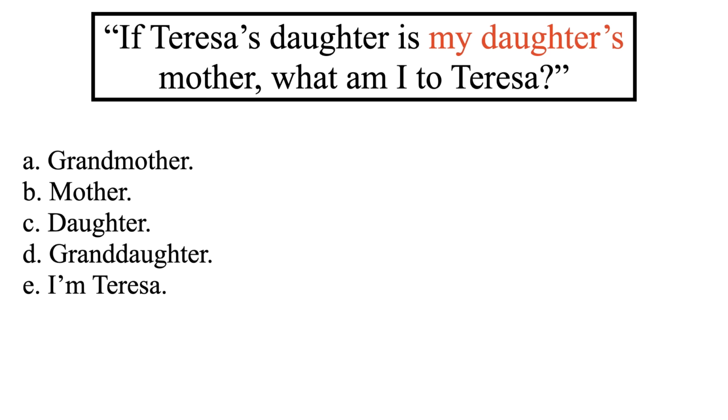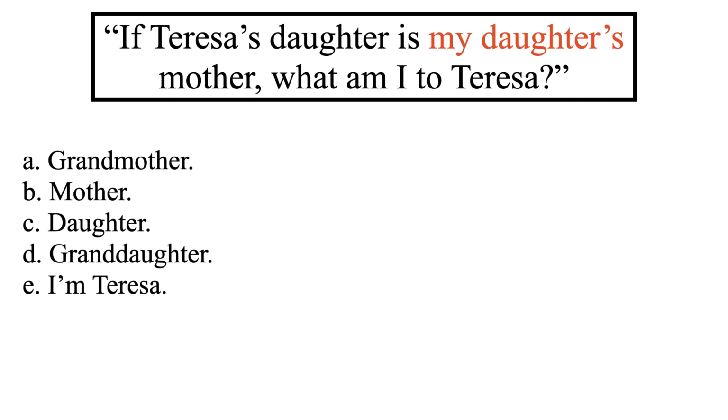Let's check the solution now. If you have already figured out the answer, then it's great. If you are struggling, let me explain the solution now. It might seem tricky at first, but there is a very simple way of working out the real answer. My daughter's mother is a much more complicated way of saying me or my female partner. Once you have worked that out, now the riddle is: Teresa's daughter is me or my partner.